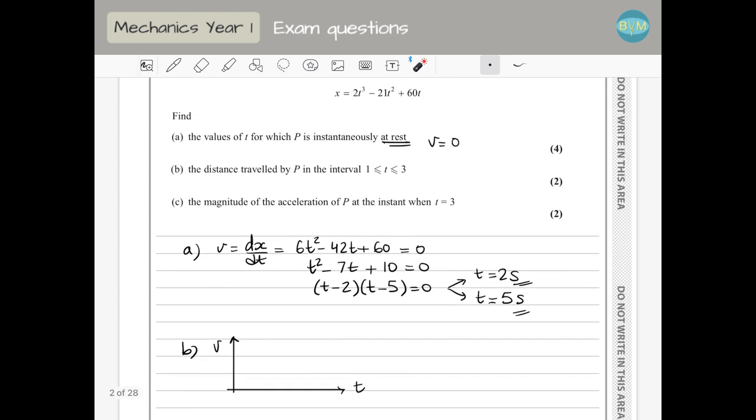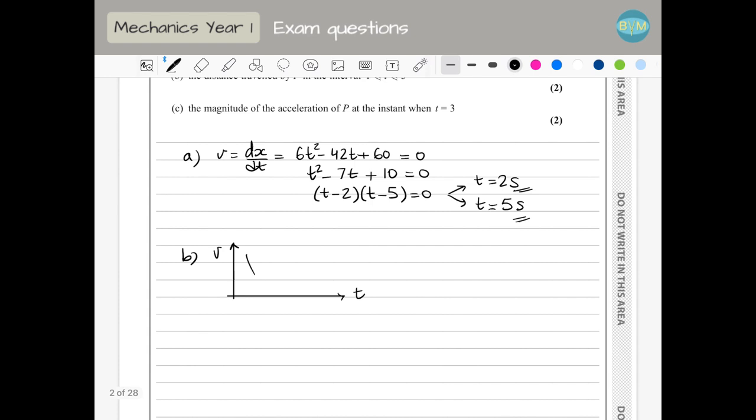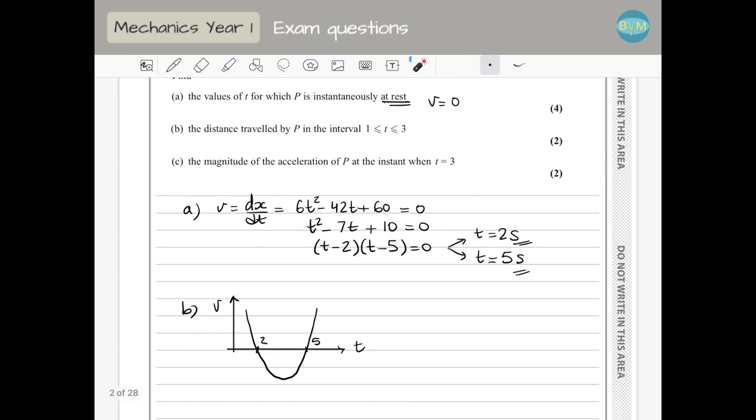So if we represent the velocity, this one is the velocity, the roots are 2 seconds and 5 seconds, so really it's a quadratic doing this. And they are asking us the distance traveled between 1 and 3 seconds. So between 1 and 3 seconds, that means if we integrate this to find the area under, we have a positive bit, but then we have a negative bit here.